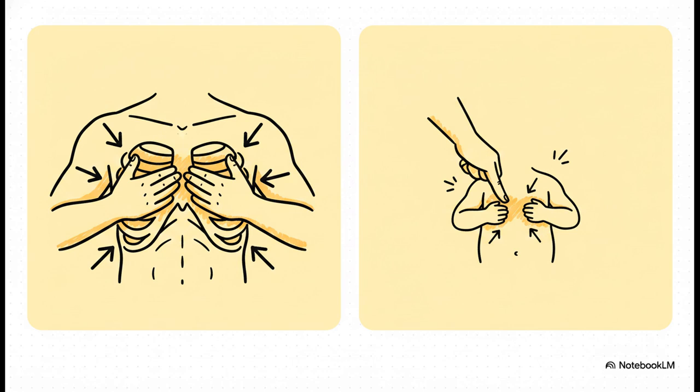Let's look at exactly how to execute these compressions. For an adult or a child, you'll use 2 hands, lock your elbows out straight, align your shoulders directly over your hands, and press straight down. You're aiming for a depth of 2 inches. Now, for an infant, the technique changes to protect their tiny bodies. You'll use either 2 fingers right in the center of the chest or a 2-thumb encircling technique, and you're only going to a depth of about 1.5 inches, which is basically 1/3 the depth of their chest.